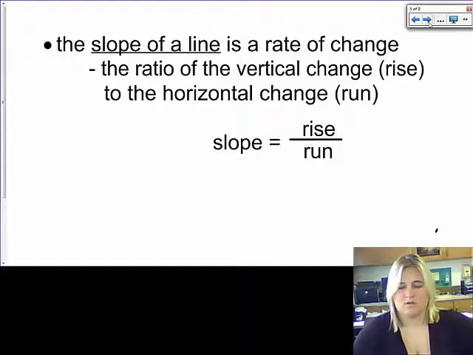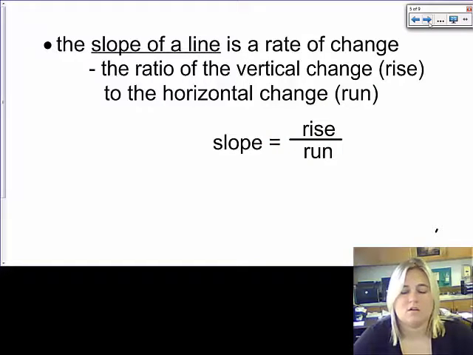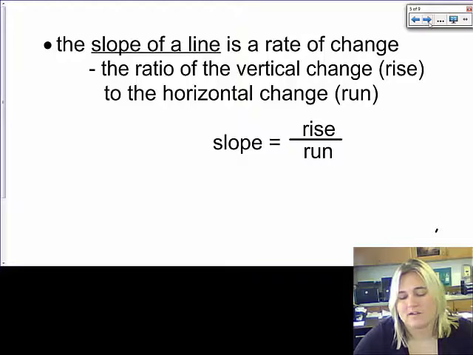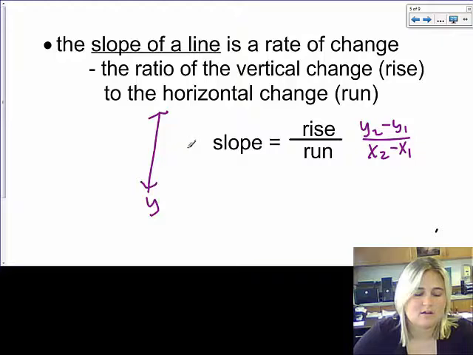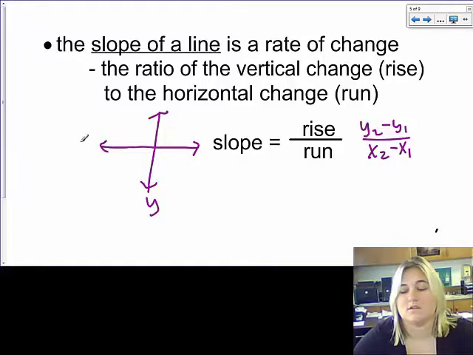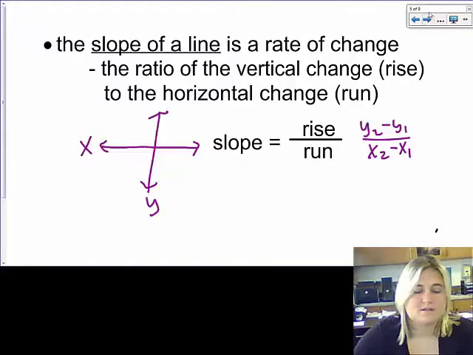The slope of a line is a rate of change, the ratio of the vertical change, or rise, to the horizontal change, or the run. We know that slope is always talked about as rise over run, which is why for our formula we have y sub 2 minus y sub 1 over x sub 2 minus x sub 1, because when we look at a graph, the rise is the y, that's the vertical, and the run is left to right, and that's our x. So that's where this is coming from.